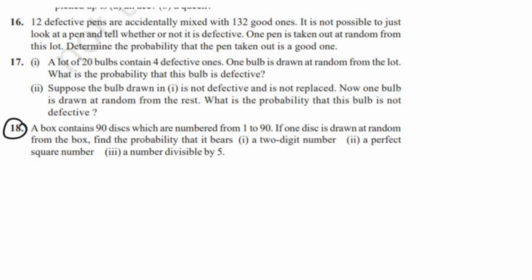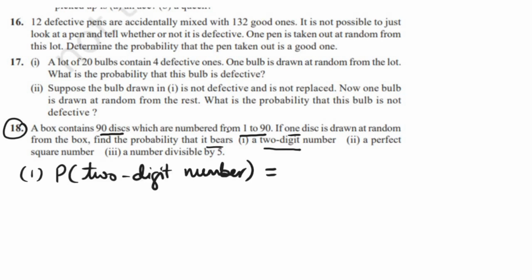The 18th question, a box contains 90 discs which are numbered 1 to 90. If one disc is drawn at random from the box, what is the probability that it bears a 2-digit number? That means from 1 to 90, how many 2-digit numbers are there? So the probability of a 2-digit number is, from 1 to 90 there are 81 2-digit numbers. So 81 over 90, which is 9 upon 10, which is 0.9.